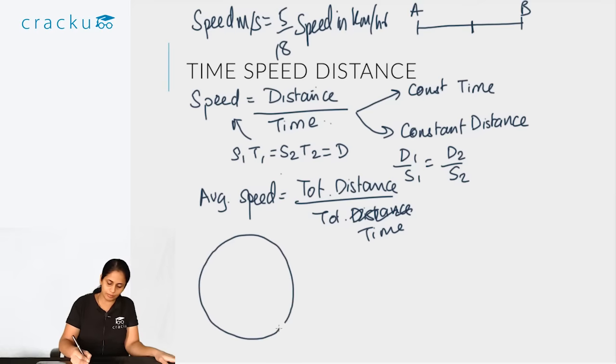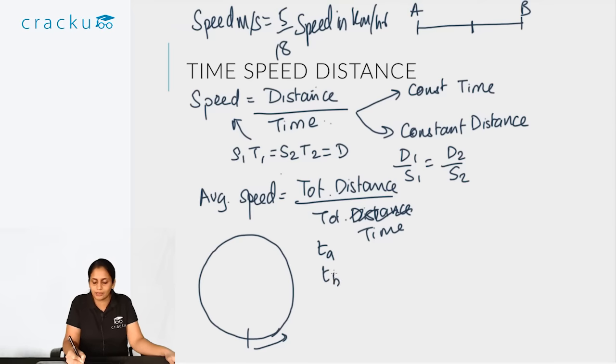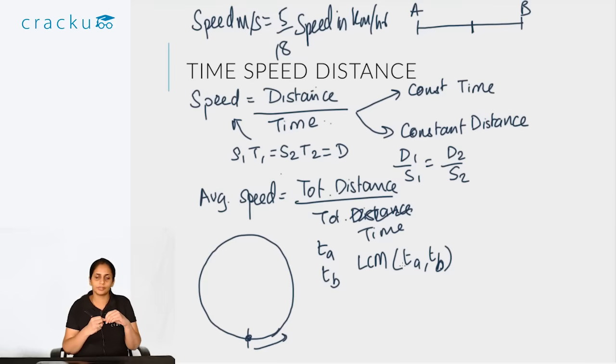So in circular tracks, you need to remember that if two people are running along a circular track, say one person takes TA time to complete one turn of the track, and the other person running along the track takes TB time to complete one round of the track, then they will meet at the starting point for the first time after LCM of TA, TB seconds. Essentially, the first runner will be at the starting point after TA seconds, after 2 TA seconds, 3 TA seconds, and so on. The second runner will be there at TB seconds, 2 TB seconds, 3 TB seconds, and so on. So the first time both will be at the starting point will be the LCM of TA and TB. That is when both will meet at the starting point for the first time.